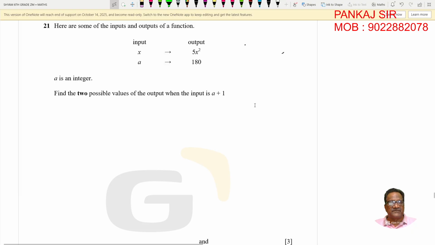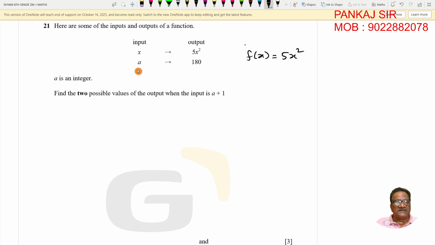And now question number 21. Here are some of the inputs and the outputs of a function. So input is x. Can you write f of x is equal to output, which is 5x.